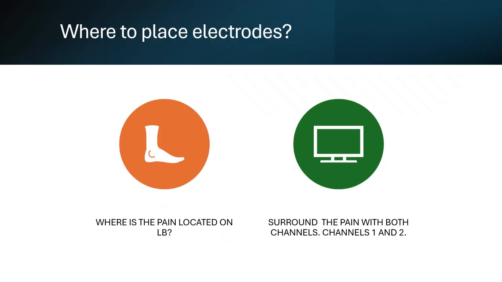Where the pain is located is where you want to place your electrodes. So in this case, since we're doing it on the low back and for IFC, we want to surround the pain with both channels 1 and 2, making an X pattern. That way the treatment will be at the desired center of that X. Or if you're using the sweep, you can go ahead and pinpoint that area.